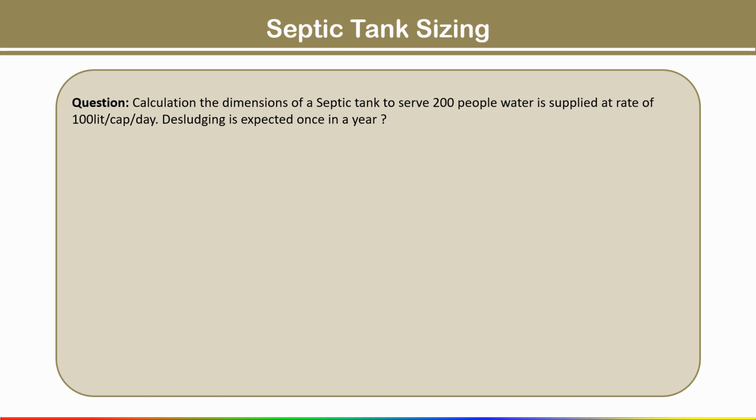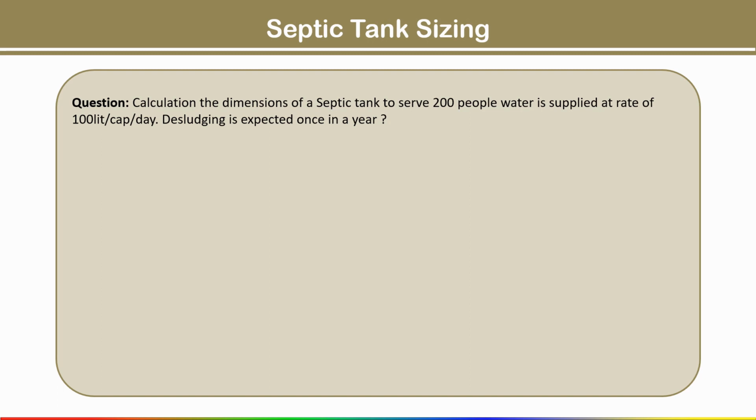calculate the dimension of a septic tank to serve 200 people. Water is supplied at a rate of 100 liter per capita per day. Desludging is expected once in a year. So in this question, the population served is given as 200, and the water supply rate is also given as 100 liter per capita per day. And desludging is expected once in a year, which means 365 days. That value we have to take.